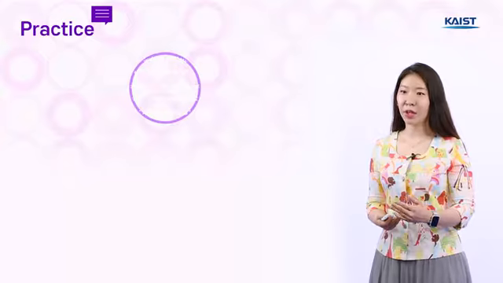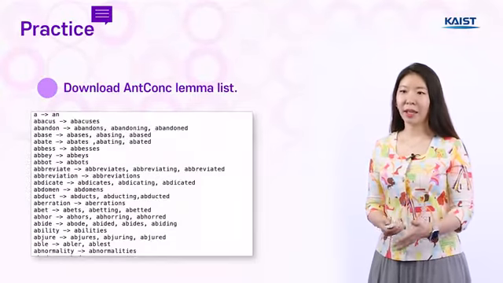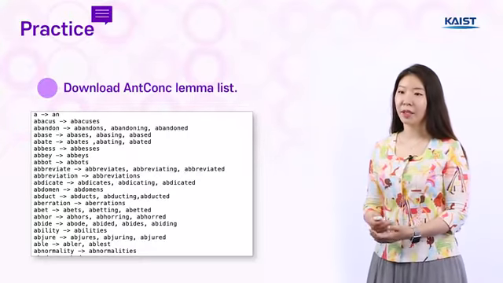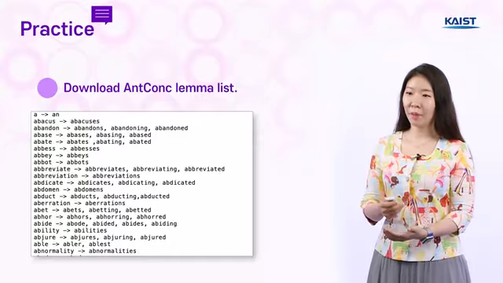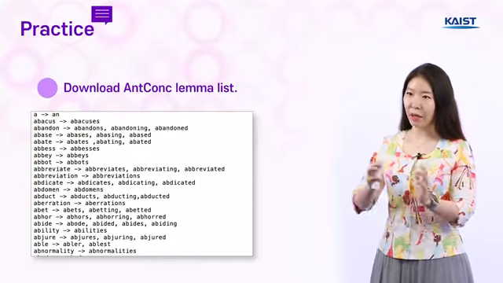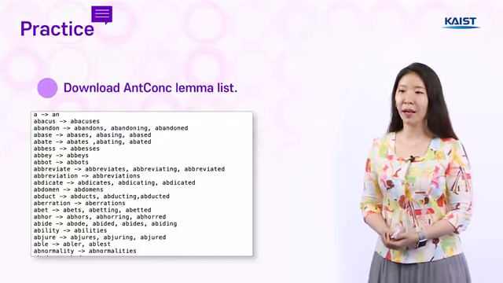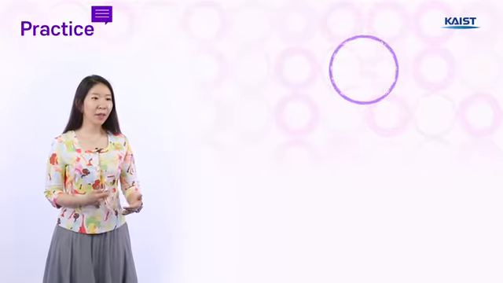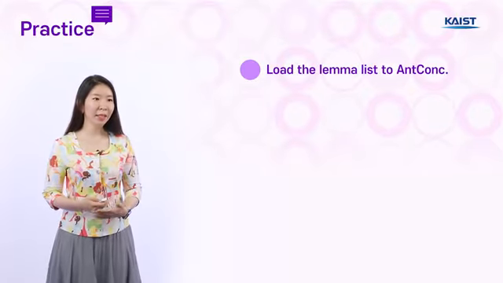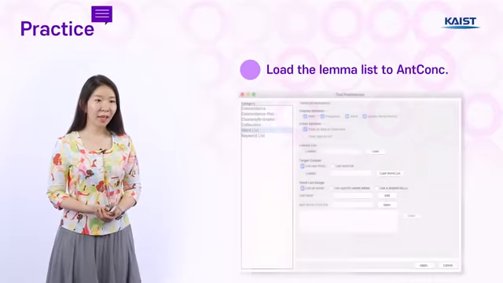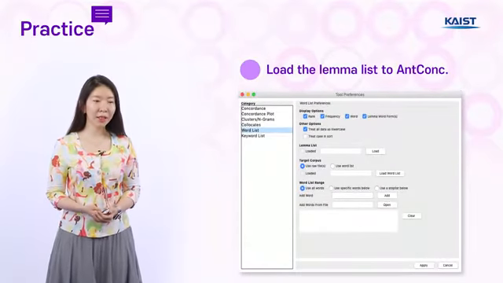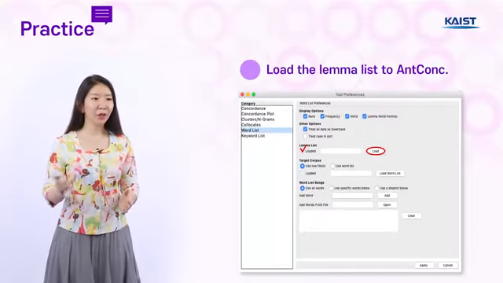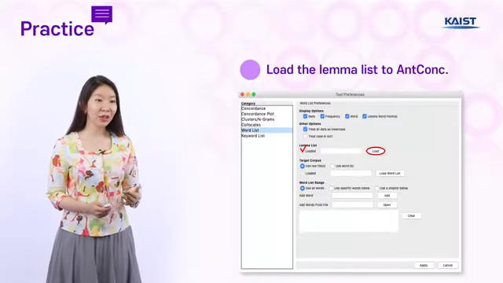Okay, let me show you how you can lemmatize your sentences or your text data. For example, you can download the AntConc lemma list, and you can see it in alphabetical order, such as abandon, abandons, abandoning, abandoned. This one is categorized as the lemma abandon. So you will get the lemma list. And once you download the lemma list, you load it into AntConc. I will show you the screenshot so you can check where you need to click and where you can load the lemma list into AntConc.